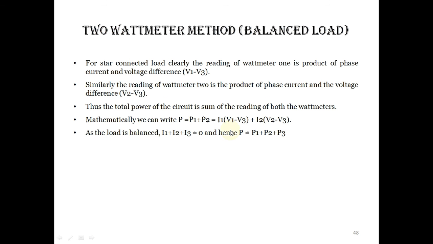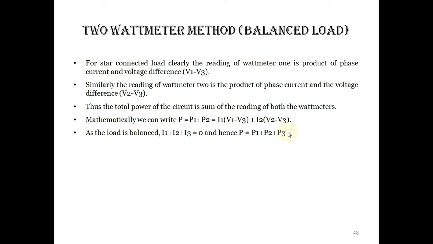The same thing is written over here: I1 into V1 minus V3 and I2 into V2 minus V3. This is phasor notation; the actual expression will have some cos phi. As the load is balanced, I1 plus I2 plus I3 equals 0. So P equals what? V1 I1 plus V2 I2 minus V3 common times I1 plus I2. So I1 plus I2 means minus I3. So minus V3 into minus I3 will make plus P3. So the total power is measured in this way.